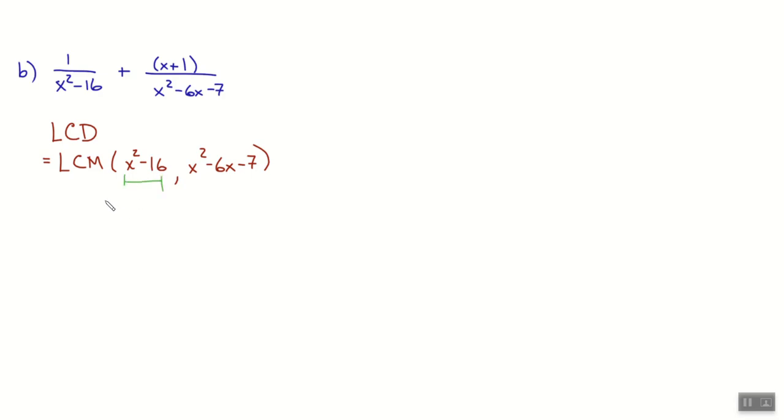Factor that bad boy. It's a difference of two squares. How does it factor? X plus 2. I've got x plus 4 and x. Yes, yes. Where would you simplify this one? How about this one? 7 over x minus 7. X plus 1. Love it.